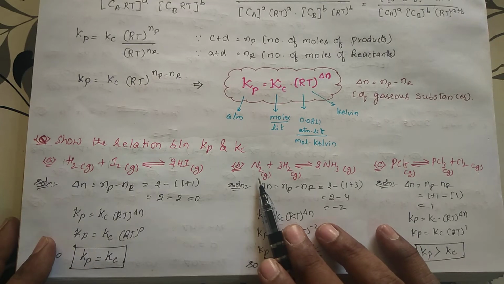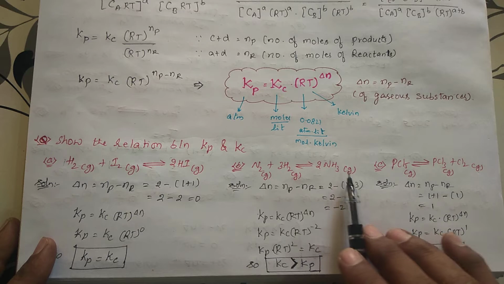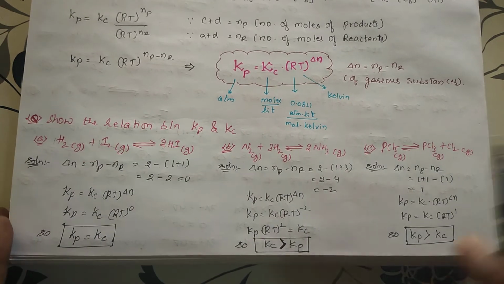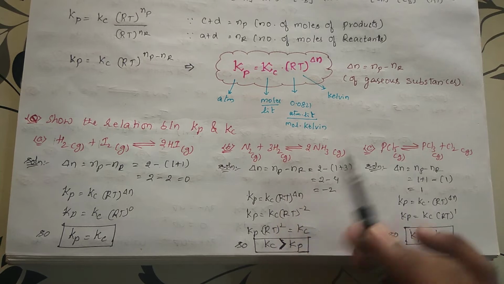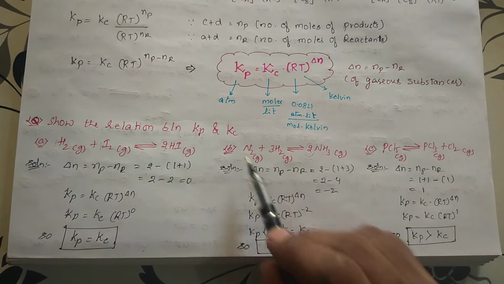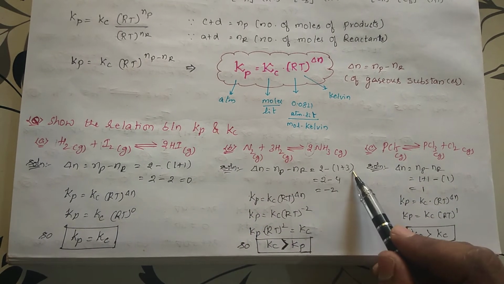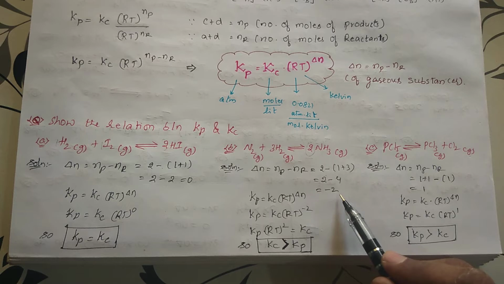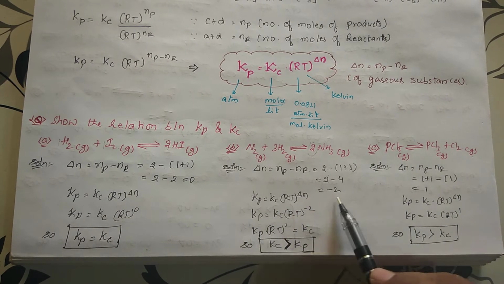Suppose you go for this equation: N2 in the gas state, 3H2 in the gas state, 2 moles of NH3 in the gas state. First calculate delta N. Delta N is equal to number of moles of products minus number of moles of reactants. Number of moles of products is 2 minus reactants. How many are there? Here 1 mole, here 3 moles. Both are gases only, right? So it is 1 plus 3. So it becomes 2 minus 4. It is minus 2. So Kp is equal to Kc RT whole power delta N. Delta N we have got as minus 2.